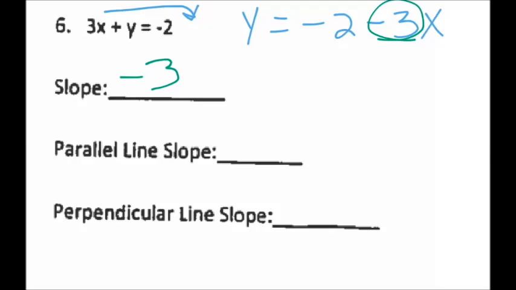To be parallel, you would have the same slope of -3. To be perpendicular, you would change the sign so it becomes positive. Think of it as 3/1. It flips and becomes 1/3.